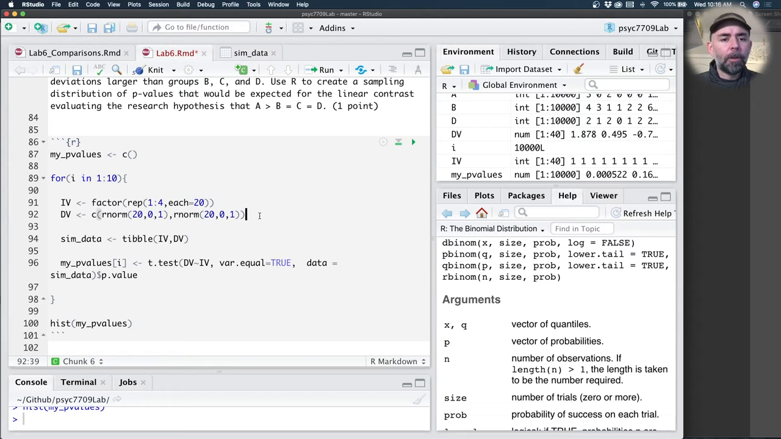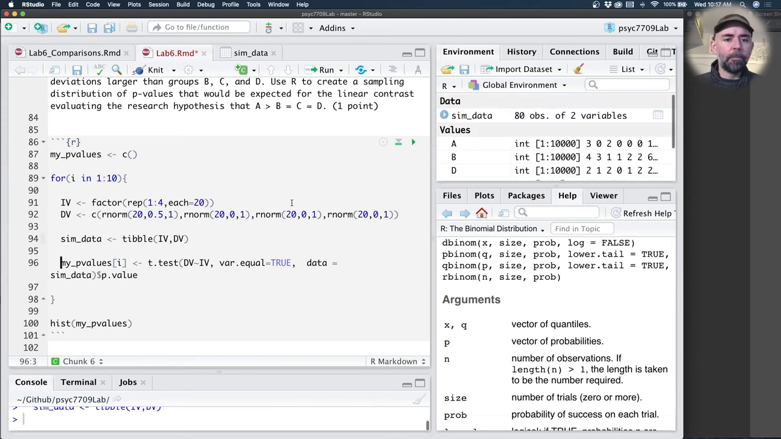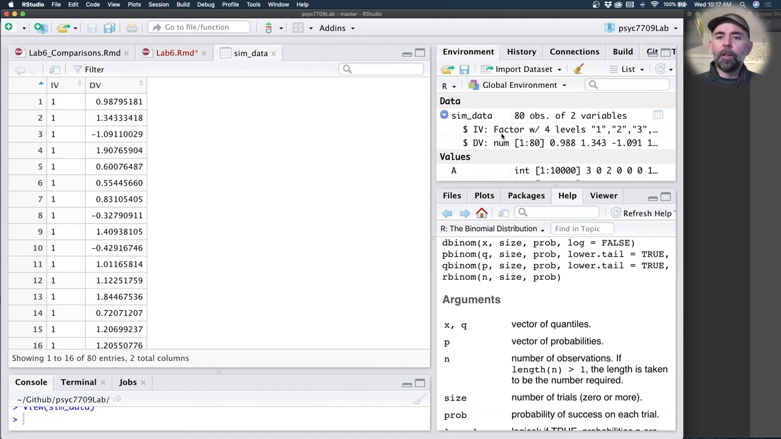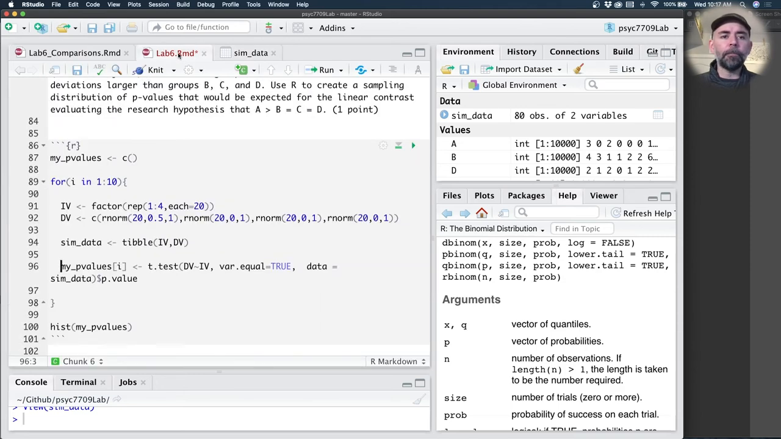And if we're going to have four groups, we're going to need some more data in here. We're going to make group one have a different mean from the others. So there's our simulation data, and we should see something that looks like this. We should see that there's a factor for the IV. Great.